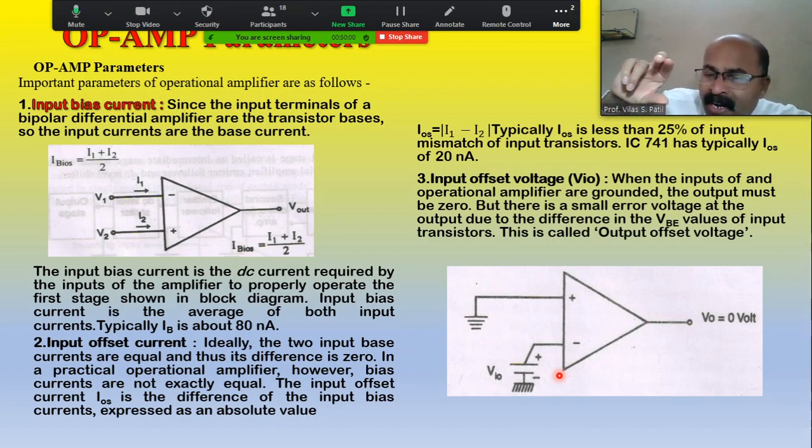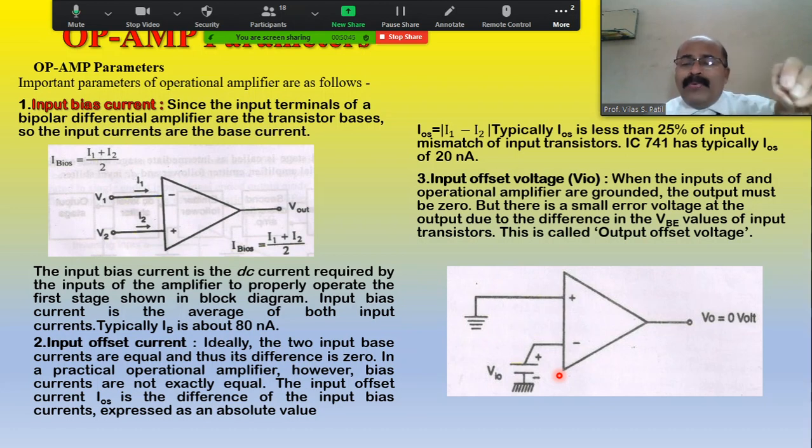And slowly increase the voltage of that external battery, which is connected at the inverting input. We see that if the output offset voltage which was observed is increasing, then change the polarity. If the output offset voltage at V0 is increasing, then reverse the polarity, and slowly change the voltage of that battery. And stop at that voltage where the output offset voltage becomes zero.